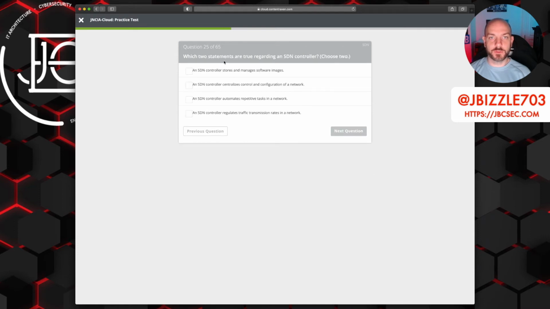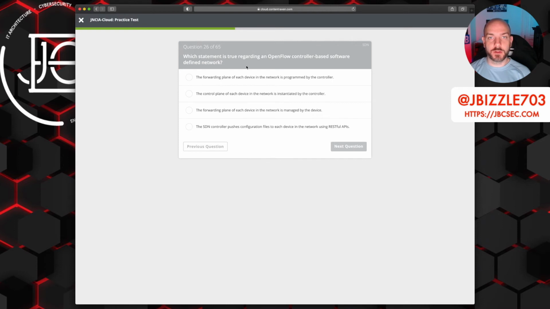Which two statements are true regarding an SDN controller? SDN controller stores and manages software images. SDN controller centralizes control and configuration of the network. SDN controller automates repetitive tasks in the network. SDN controller regulates traffic transmission rates in a network. I'm going to go with those two.